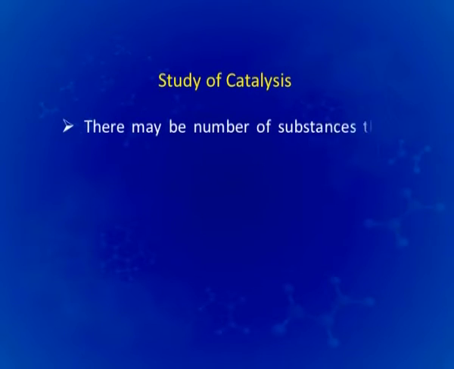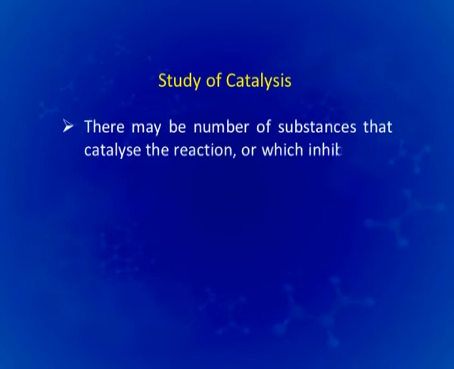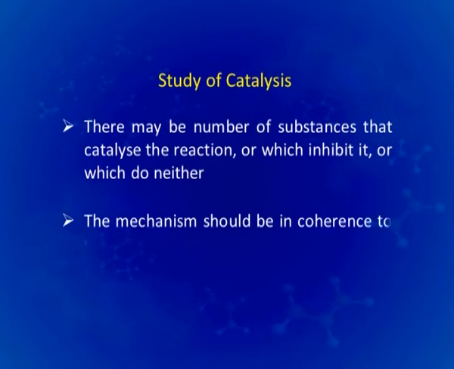But there may be a number of substances that catalyze the reaction or which do not catalyze, or maybe they also inhibit the reaction. So, how do we establish the reaction mechanism? The mechanism should be in coherence with the catalyst used in the reaction. So, the way we are expecting the catalyst to function, it should be in compliance with that particular mechanism. That is how catalysis is used to establish a reaction mechanism.